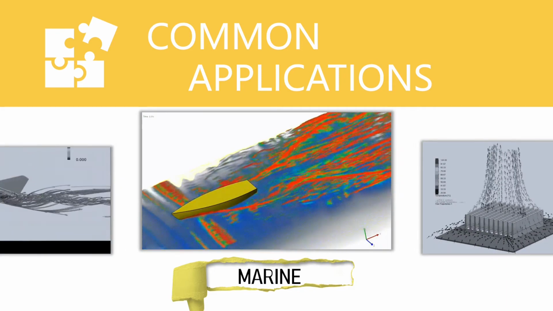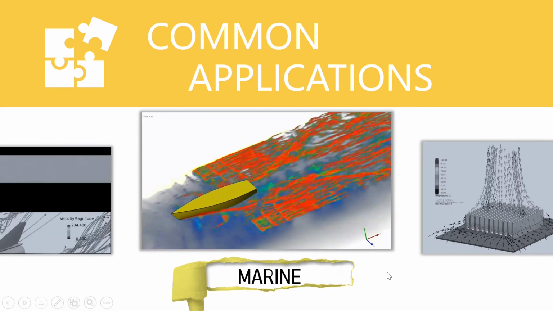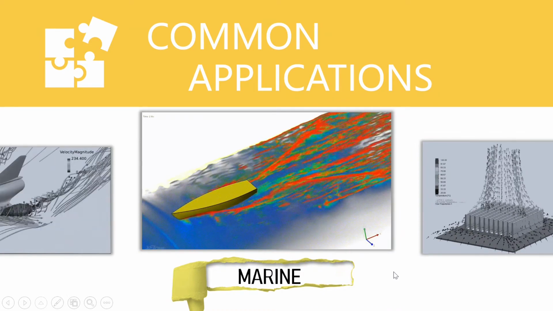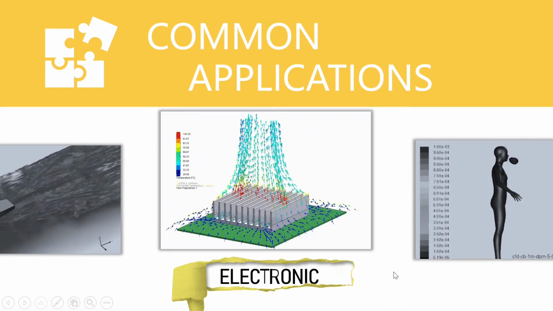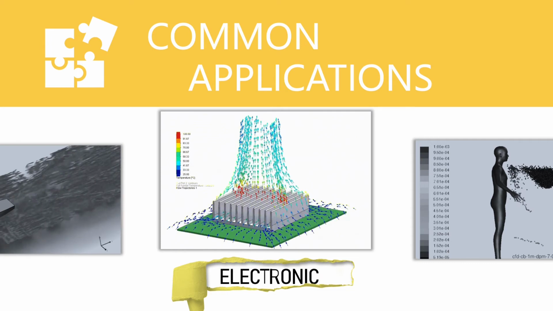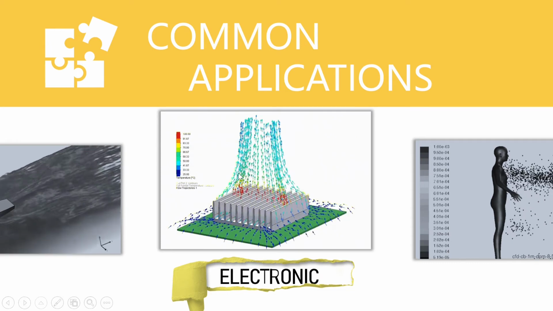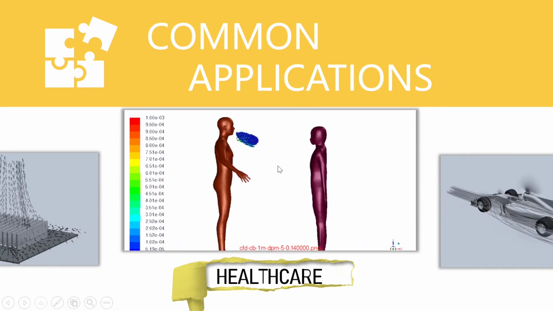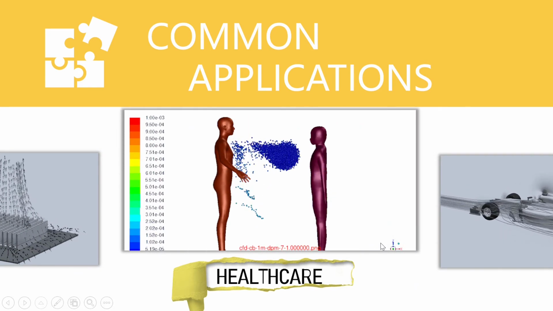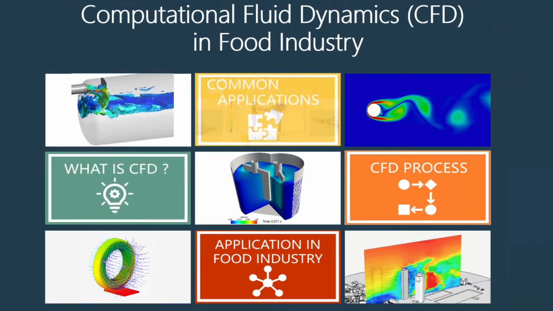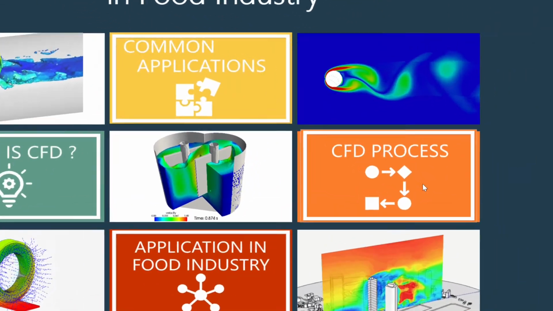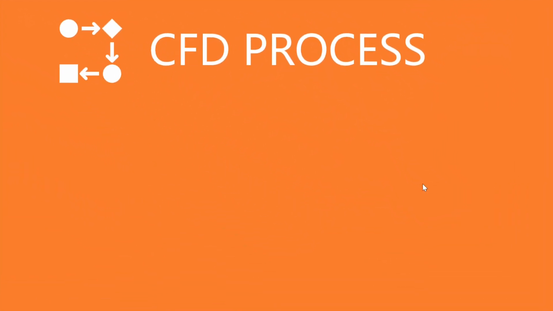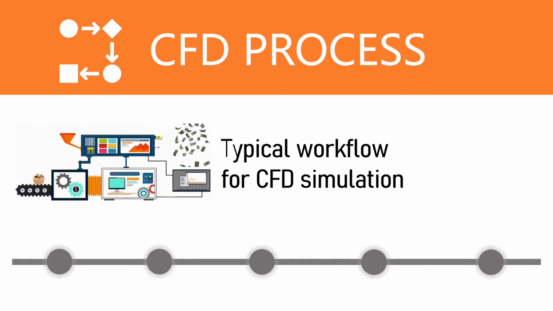CFD also can be used to simulate ship and offshore structures for hydrodynamic performance in the marine industry. In the electronic industry, CFD is used to study the performance of the cooling system for the components on an electronic board. And for healthcare, we can use it to simulate respiratory droplets from sneezing or coughing spreading in the surrounding. Now, going to the third subtopic, the process flow of the CFD analysis. Here I will explain a typical process flow, or process steps, involved in conducting a CFD simulation.